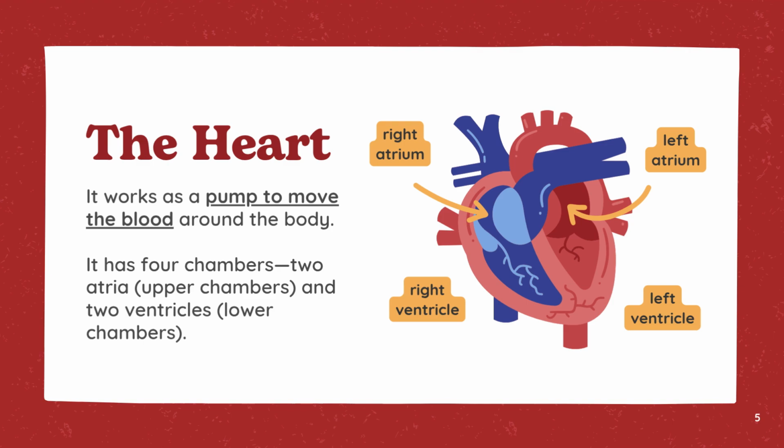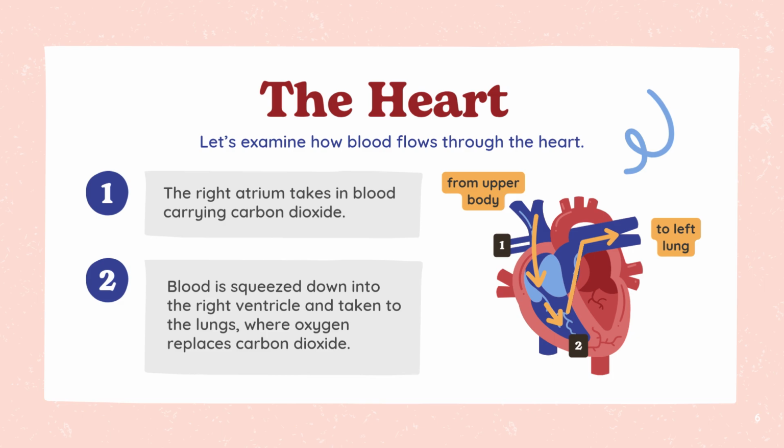Heart. It works as a pump to move the blood around the body. It has four chambers: two atria, upper chambers, and two ventricles, lower chambers. The heart. Let's examine how blood flows through the heart.